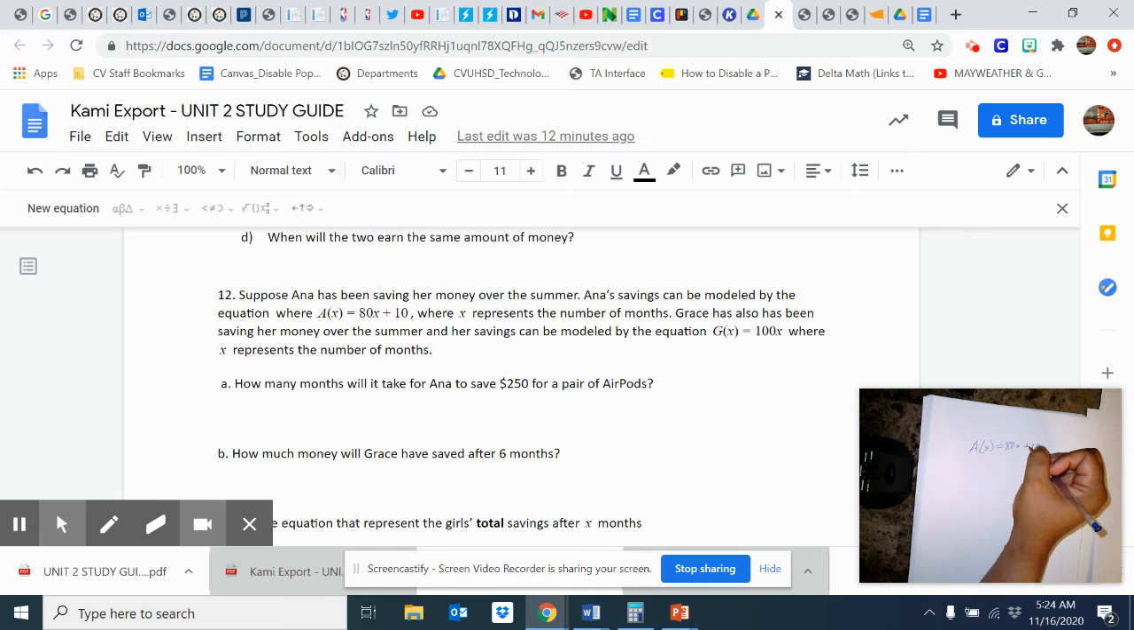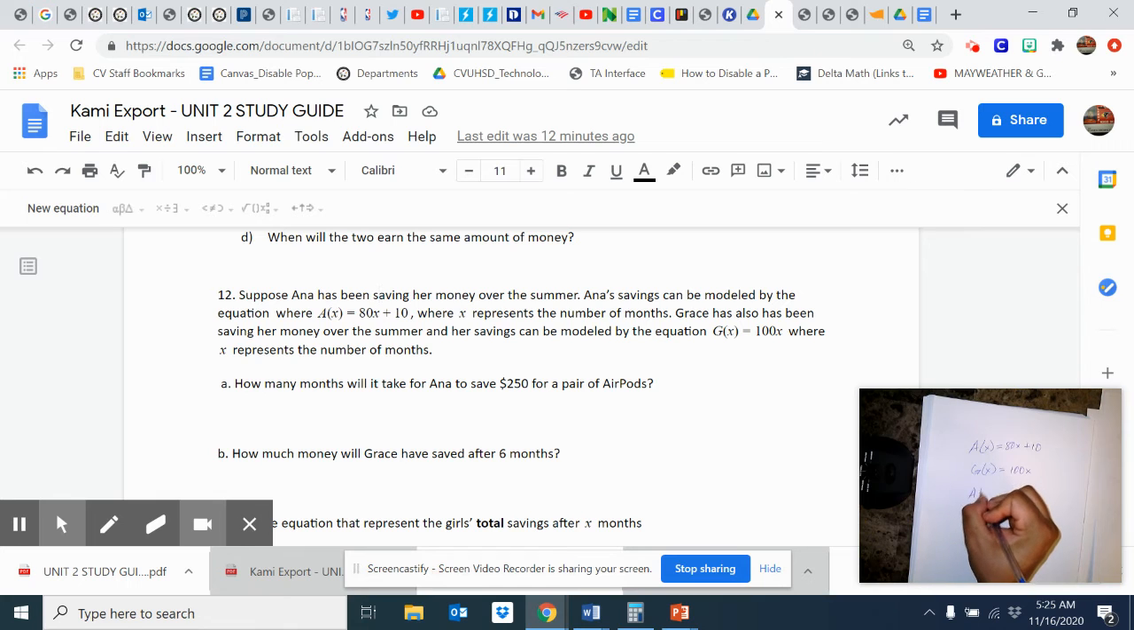And where X represents the number of months. And then Grace has also been saving her money over the summer, and her saving can be modeled by the equation G of X equals 100X. How many months will it take for Anna to save $250 for a pair of AirPods?